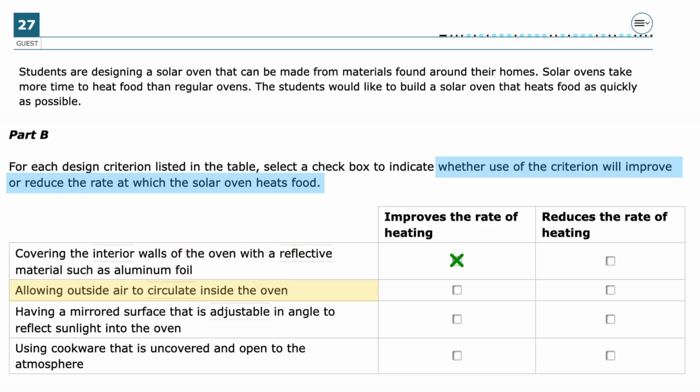Allowing outside air to circulate inside the oven reduces the rate of heating. Letting in outside air causes heat to escape, cooling the oven and slowing down the cooking process. Having a mirrored surface that is adjustable in angle to reflect sunlight into the oven improves the rate of heating. Mirrors can be angled to direct more sunlight into the oven, increasing the amount of energy used for heating. Using cookware that is uncovered and open to the atmosphere reduces the rate of heating. Uncovered cookware allows heat to escape easily into the air instead of staying with the food.